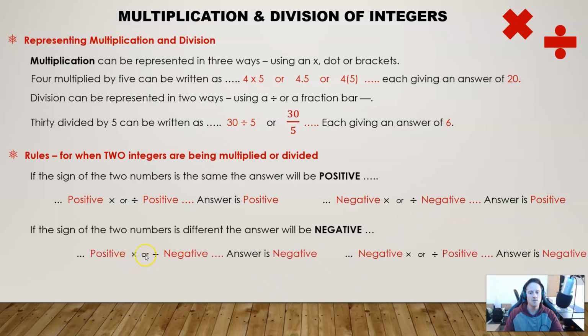So a positive multiplied by a negative, or a positive divided by a negative, gives an answer of a negative, or the other way around. So basically, if the signs are the same, the answer is positive. If the signs are different, the answer is negative.